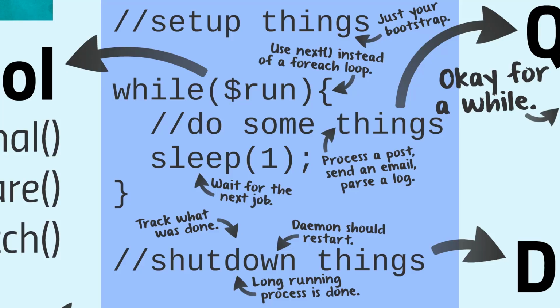So we hit Control C. That's how we stop a process that we're running. What is Control C? Signal. It's a process signal, right?